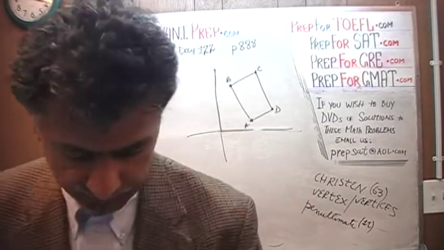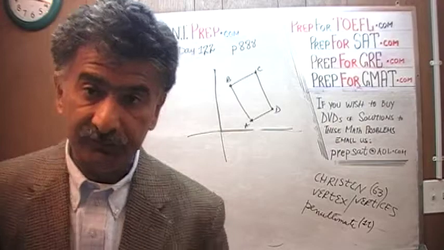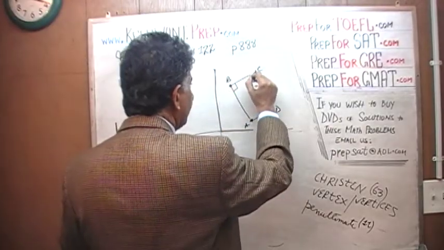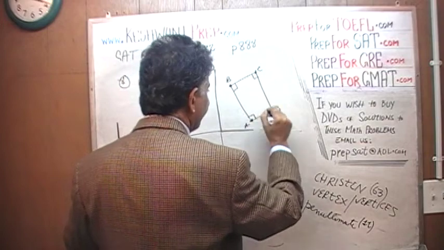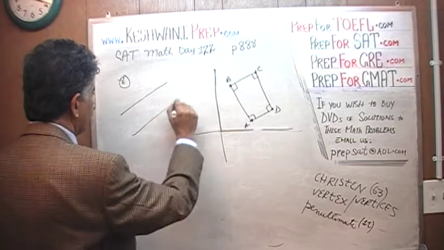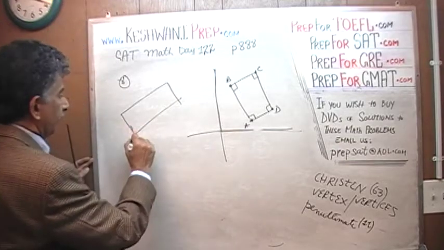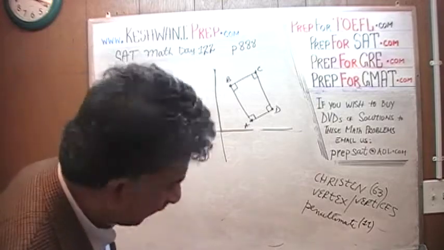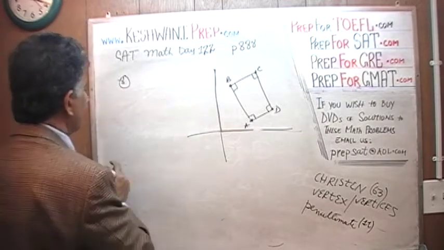Well, the concept that they're testing here is this. Listen carefully. This is a rectangle. Rectangle means all the angles are 90 degrees. This is not a parallelogram. In a parallelogram, you may have a situation like this, where these are not 90 degrees. Oh, sorry, I drew a rectangle, didn't I?